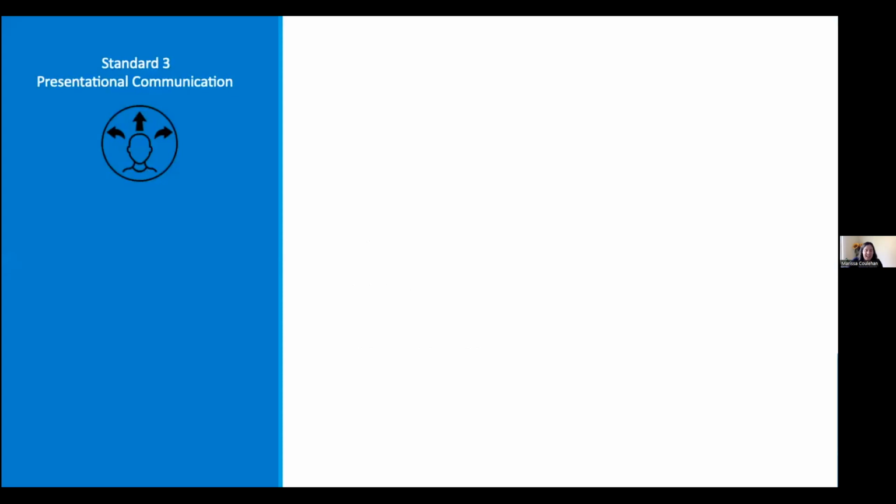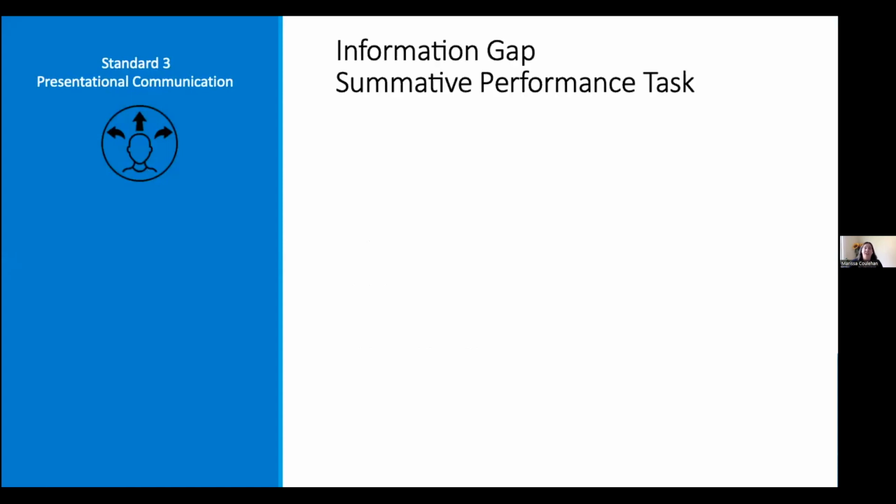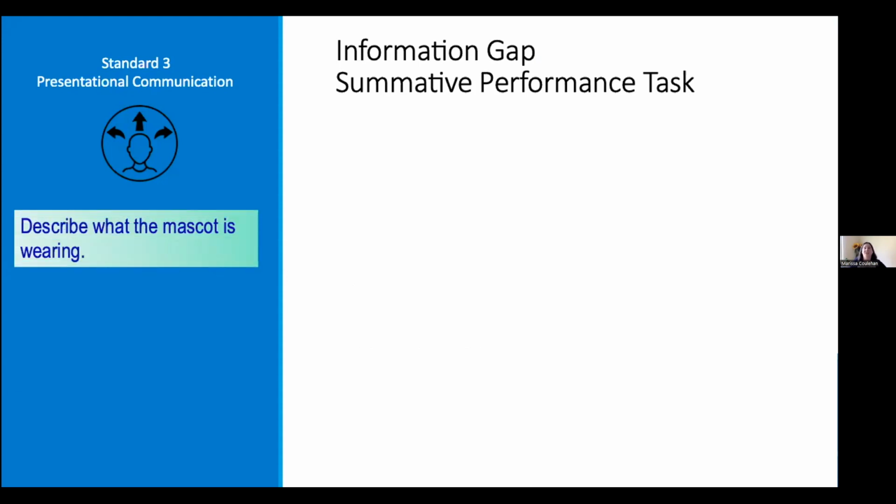All right. And then another task that I have them do here for the presentational communication is an information gap summative performance task. An information gap activity is so useful in the FLUS classroom. Essentially, I have information that you need to complete a task, and you have information that I need to complete a task. And so we need to share that information so that the other person can complete the task. And so what we decided to do was describe what the mascot is wearing.